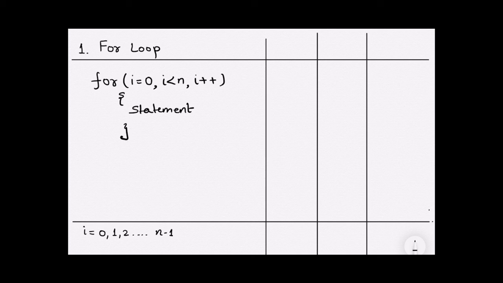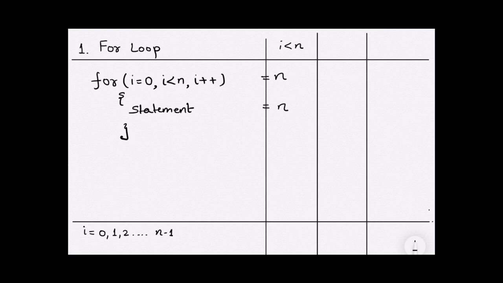until the condition is true. So the total time the for statement runs is equal to n times. The statement inside the for loop also runs for n times till the condition i less than n is true.